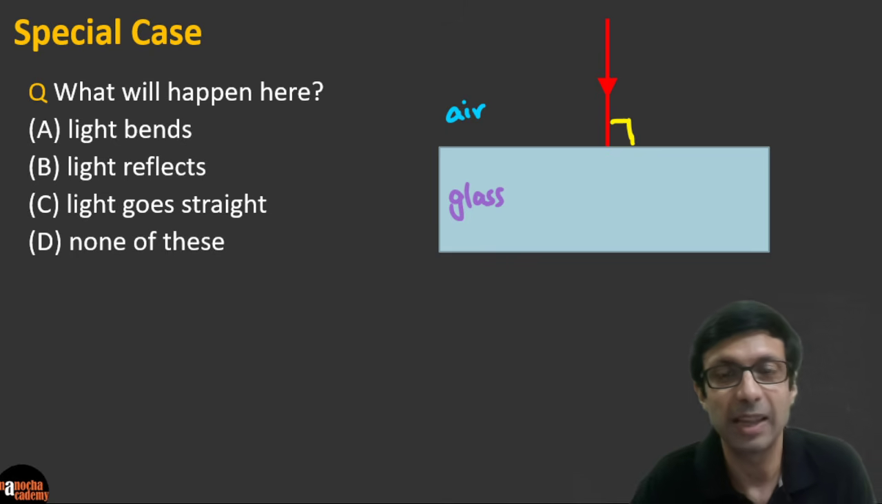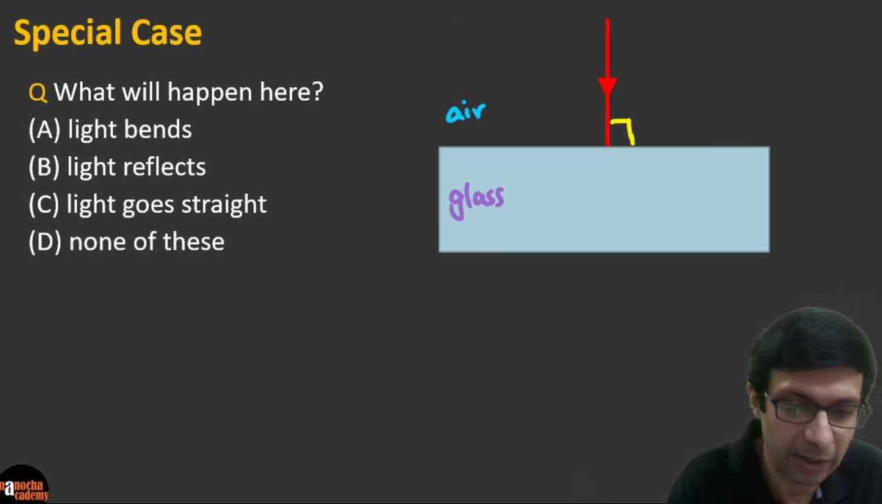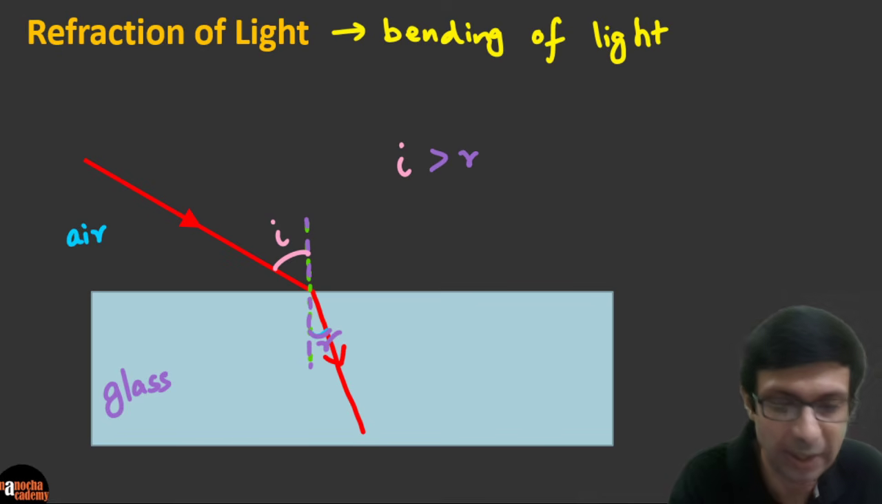Okay, so I see some of you are saying light reflects, light goes straight. Very good. So please try. Let me talk about one important point here, which a lot of times is not mentioned in the books. Let me talk about that before we discuss this question.